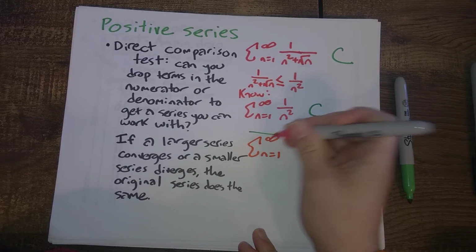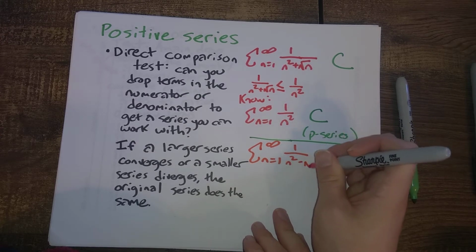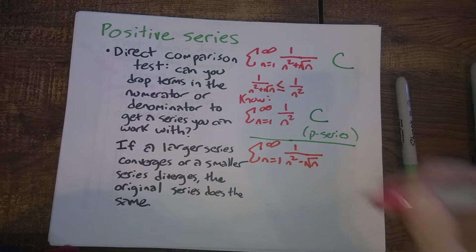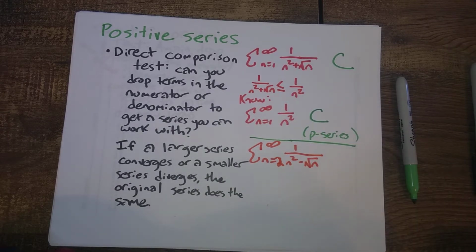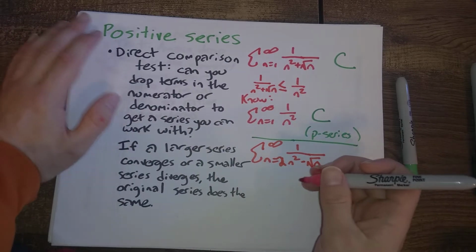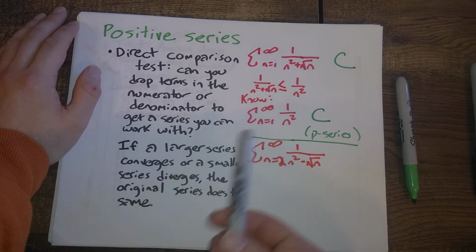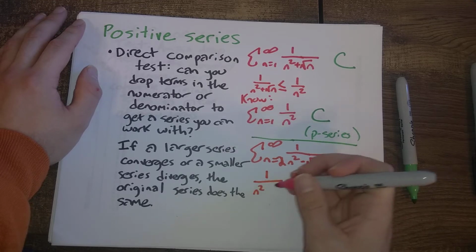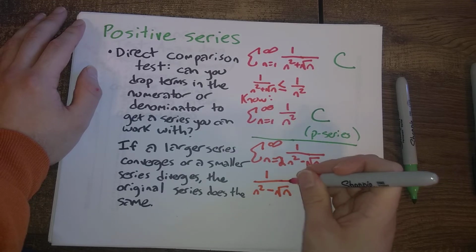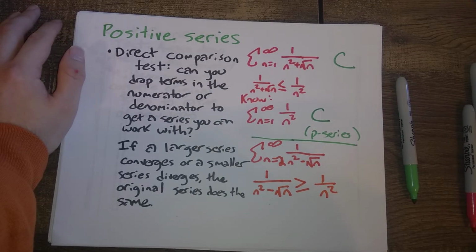So for example, the sum from 1 to infinity of 1 over n squared minus square root n. Let me start this at 2 here to make sure that we don't have that be undefined at n equal to 1. So again, we could try comparing it, direct comparison test, to the sum from 1 to infinity of 1 over n squared. But we run into a bit of a problem here because the inequality goes in the wrong direction.